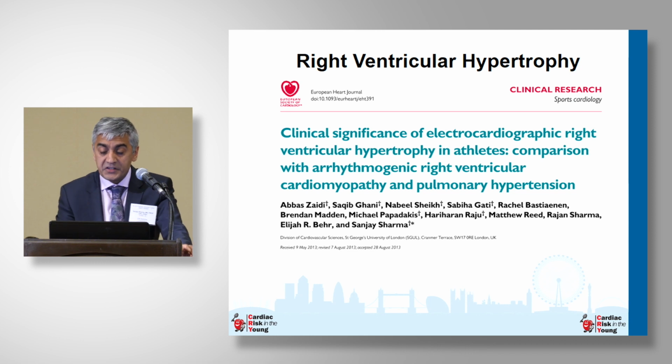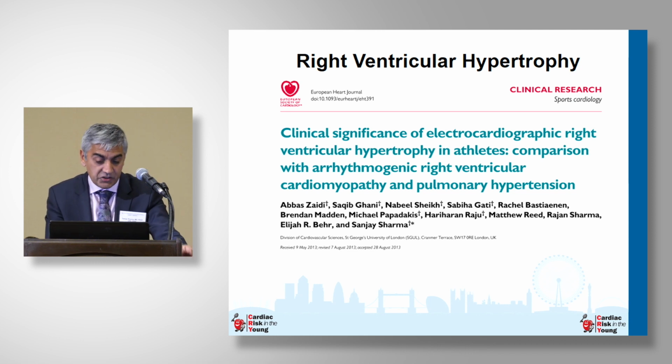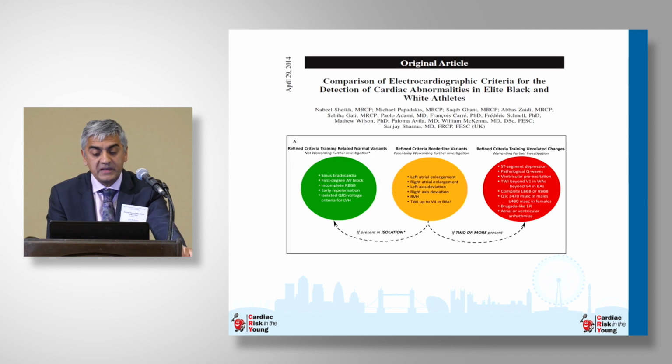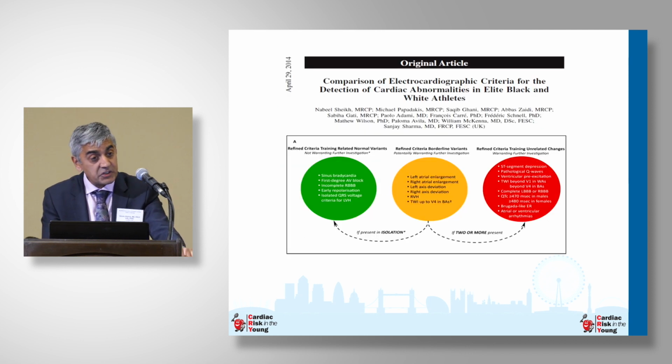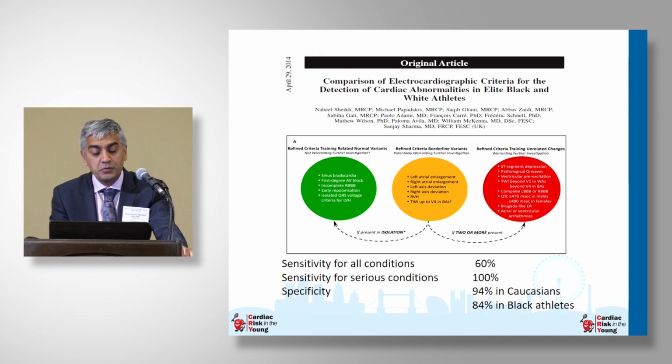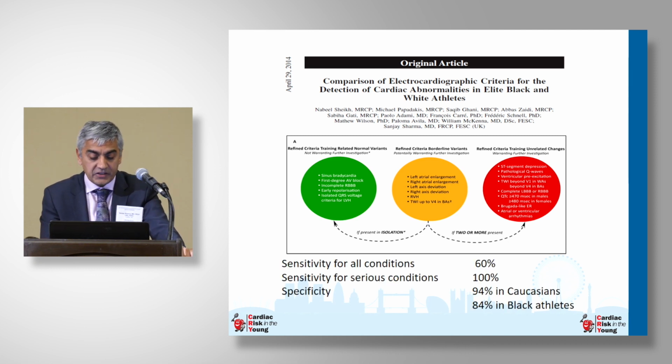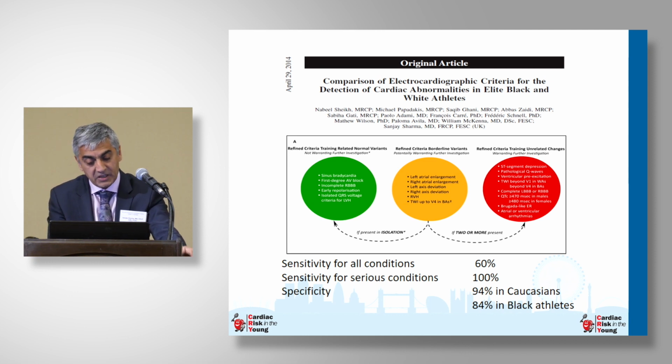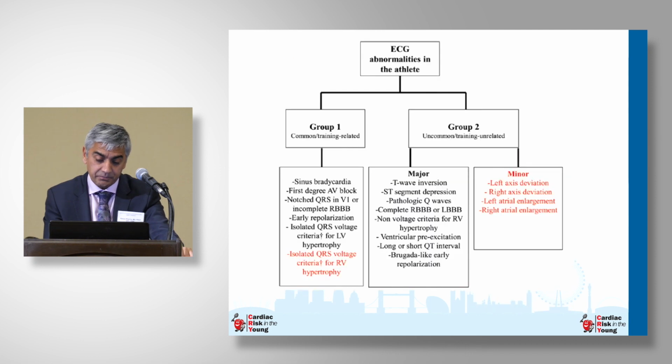Right ventricular hypertrophy, just to say that we also considered right ventricular hypertrophy as a normal variant after this study, but I don't want to talk about that in any more detail. Based on this, we defined the refined criteria, which John Dresner's already talked to you about. And what we found, that sensitivity for serious conditions was 100%. The specificity in white individuals was 94%, but the specificity in black individuals was still only 84%.